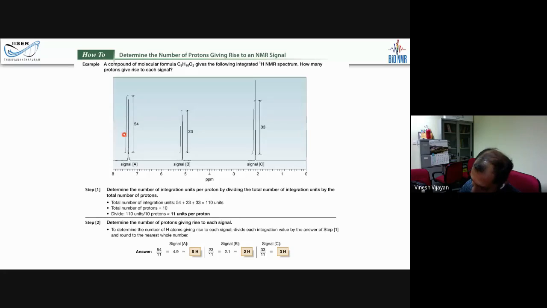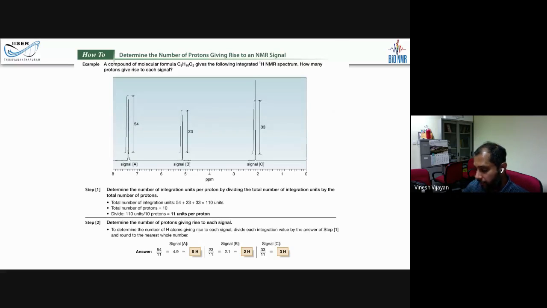So how many hydrogens will be there in signal A? 54 divided by 11, that is around 5. 23 divided by 11, that will be around 2. 33 divided by 11, that is 3. So 5, 2, and 3, which total 10. So here there will be 5 hydrogens, 2 hydrogens, and 3 hydrogens. This is how you calculate the number of hydrogens corresponding to each signal.